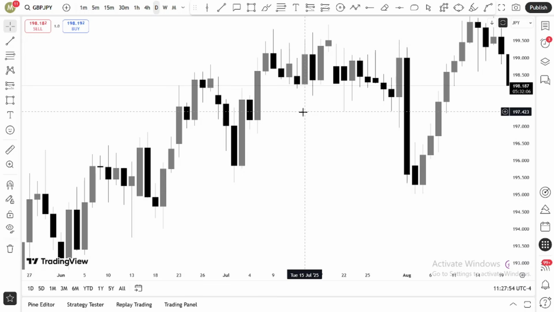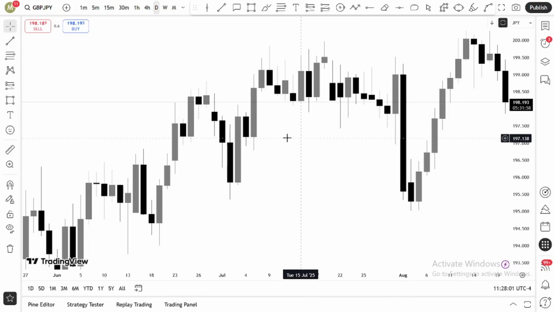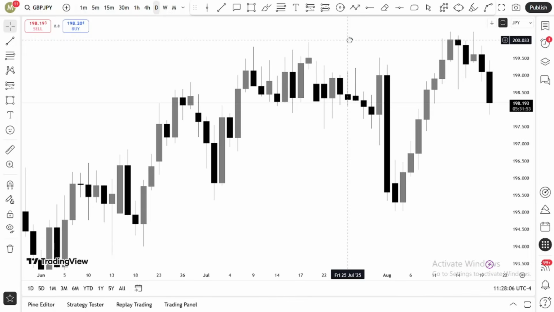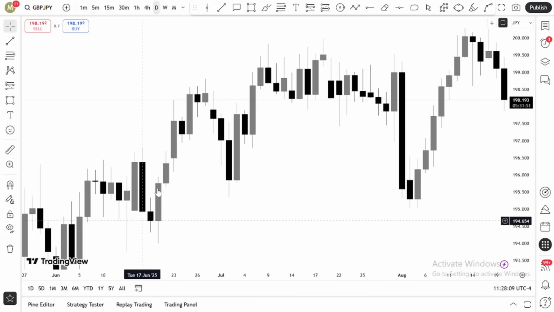You need to know the direction of the market first, right? You need to know the order flow of the market. Here is my daily time frame. I'll start from the daily time frame to understand where the market is headed, right? Before that, you can see that the market was making its way up.